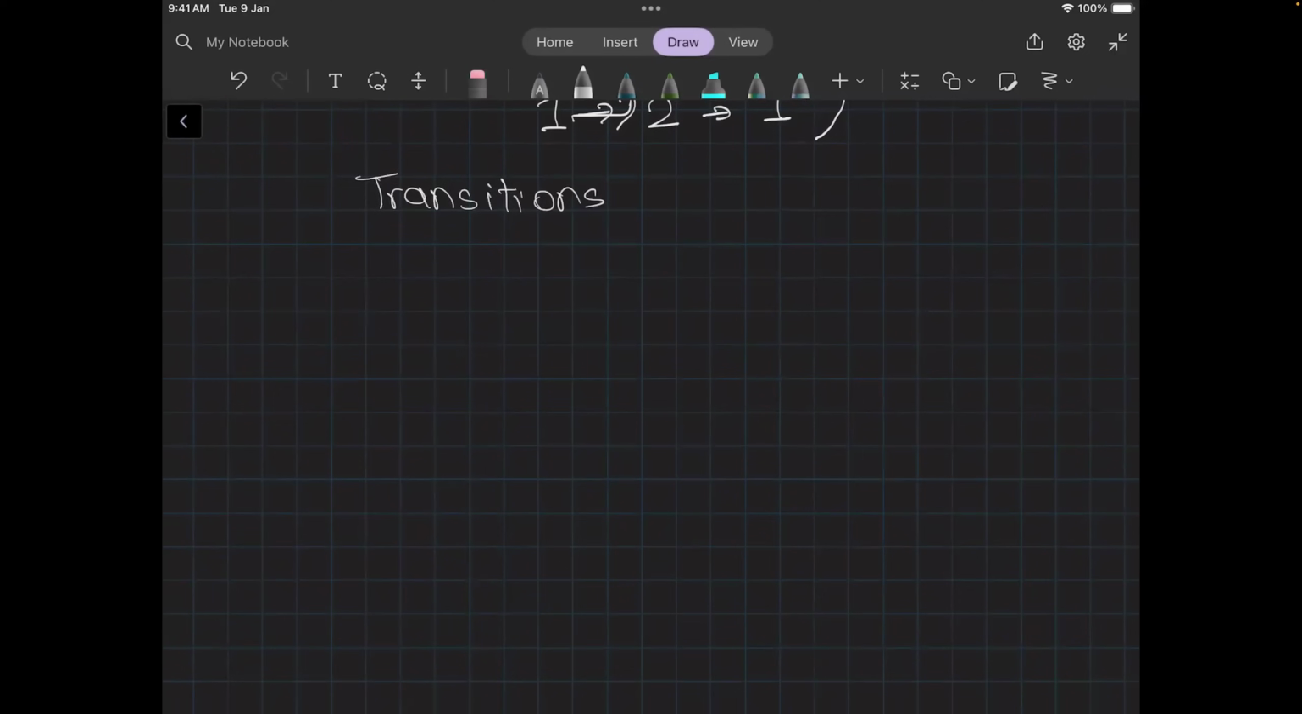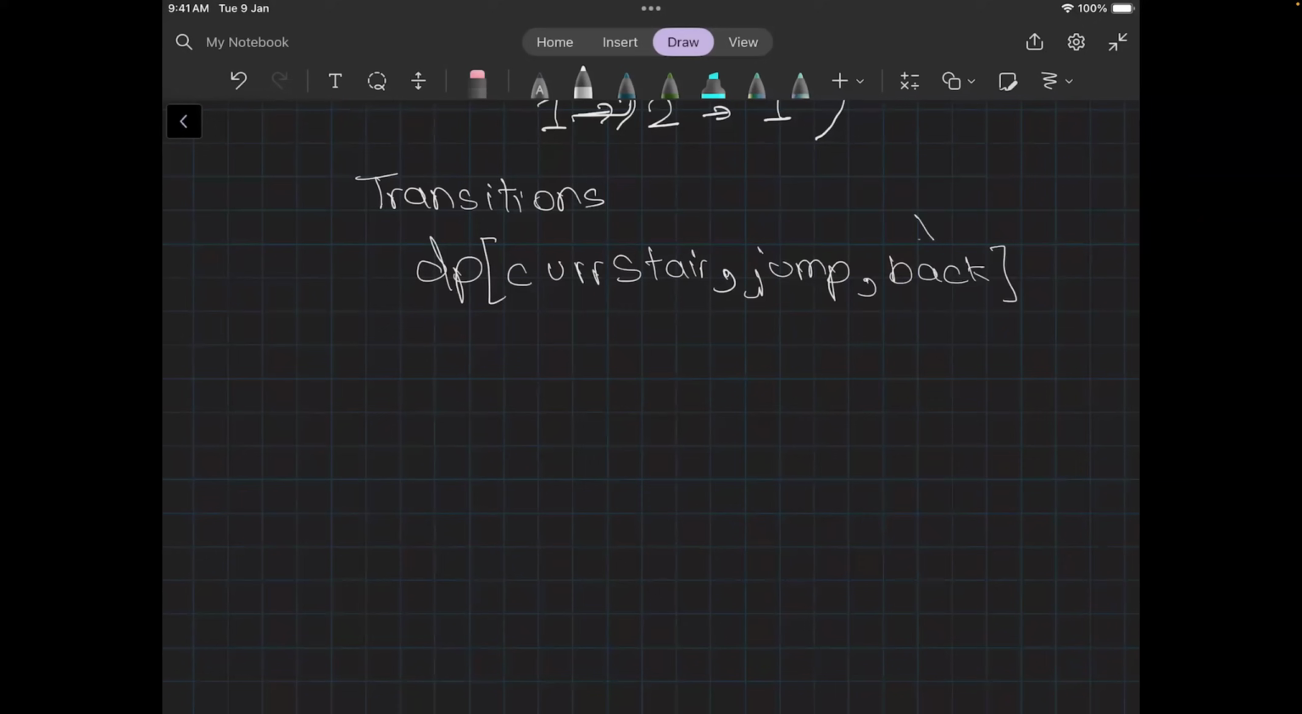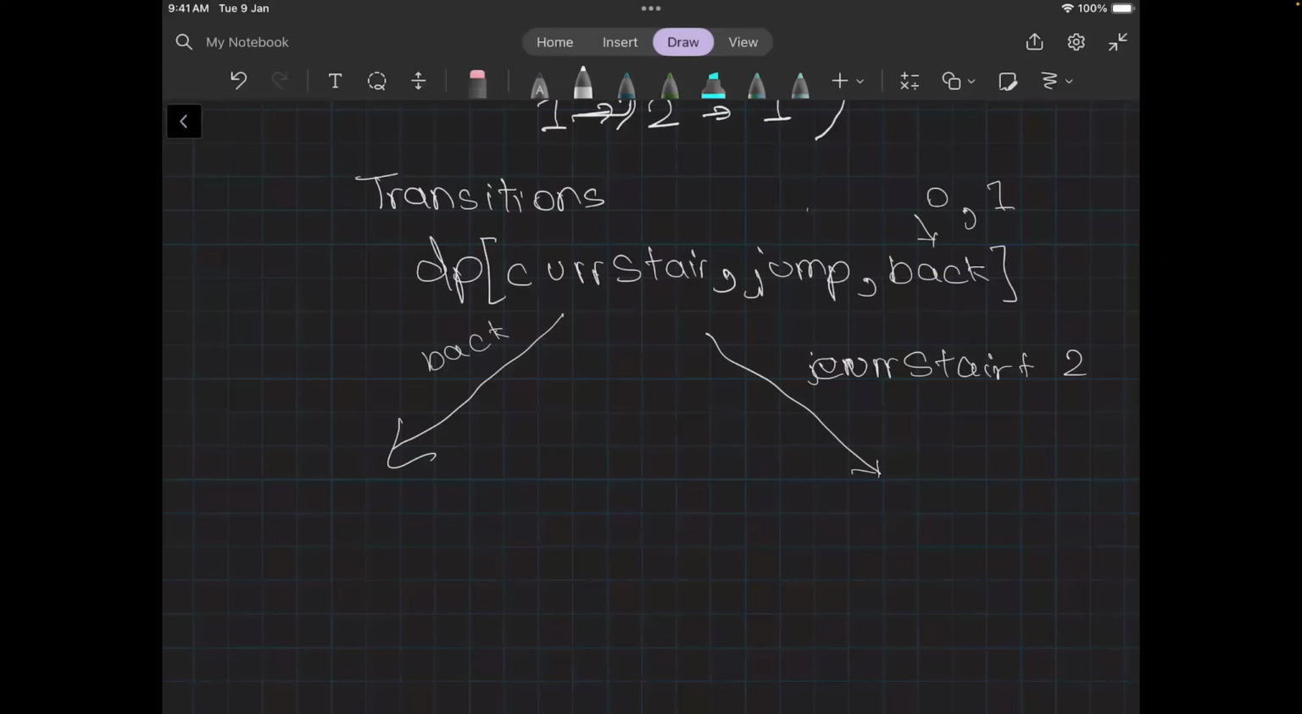I am at current stair. Let's say I am at dp of current stair. Basically, I'm at a particular stair. I know what is my jump and I know did I go back. Let me name it back. This will either be 0 or 1, right? It will be 1 if I did go back in the previous move, or it will be 0. Jump is going to be a variable and current stair is my current stair. I have two options, either to go back or to go to current stair plus 2 raised to jump.